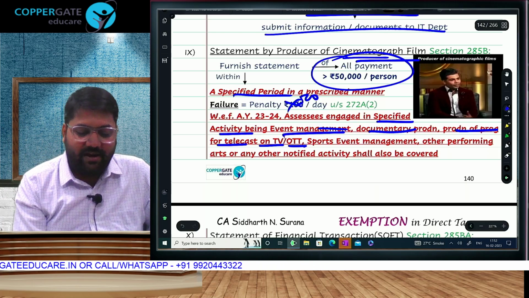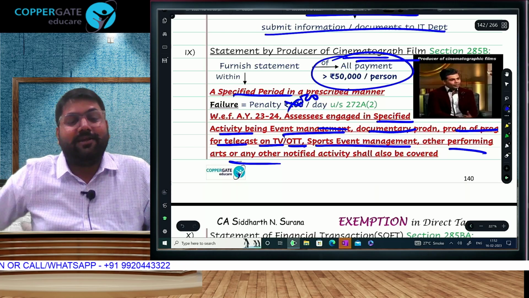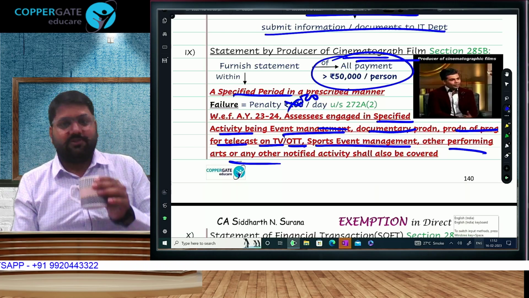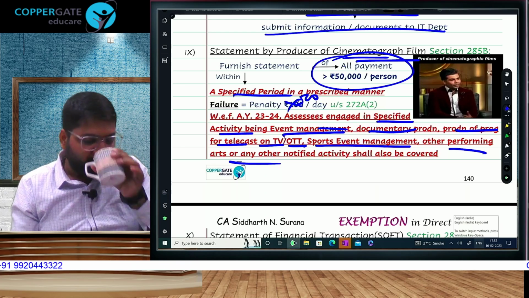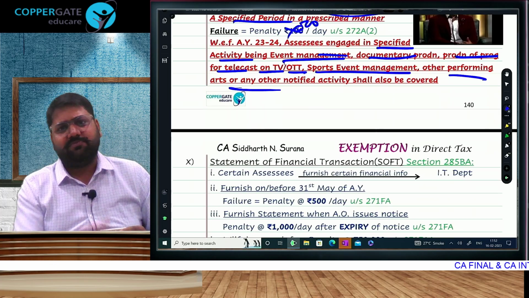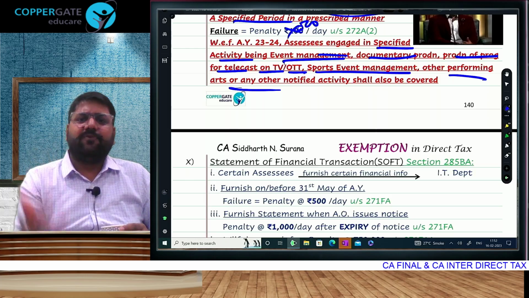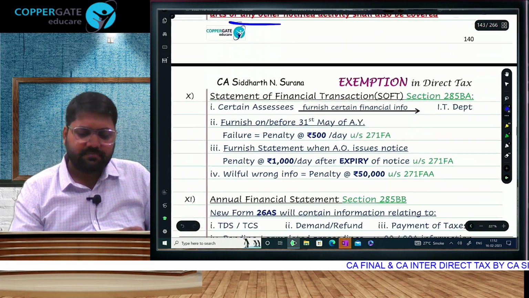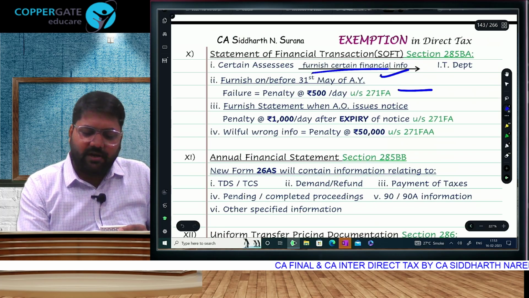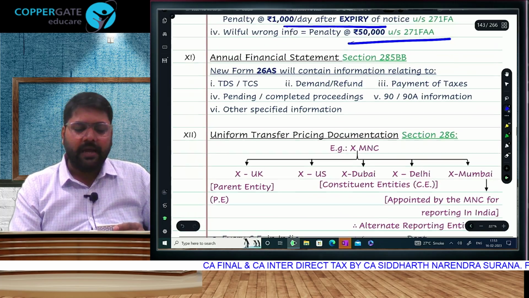So coming back, event management, sports event management, any other performing art, any other act, like stage drama and anything, they also, if they are making payment in excess of 50,000, then they also have to submit the statement. Earlier it was only for production of films, but now TV, OTT, sports event, any performing art, any notified activity will be covered. Statement of financial transactions, certain information up to 31st May, 500 rupees per day, but after expiry of notice 1000, and willful wrong information 50,000, already seen in the last chapter.